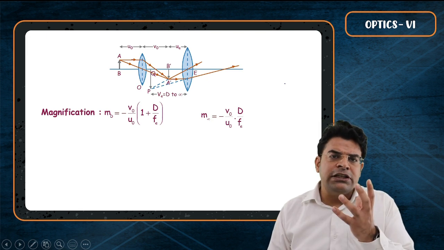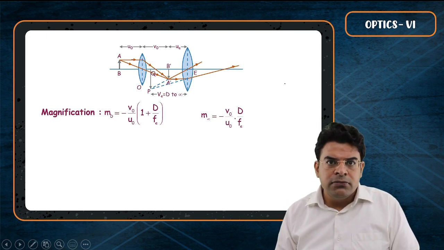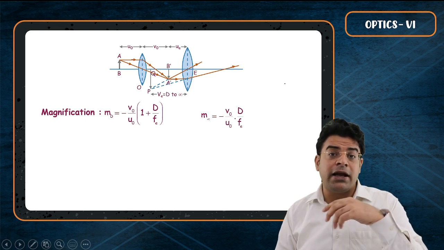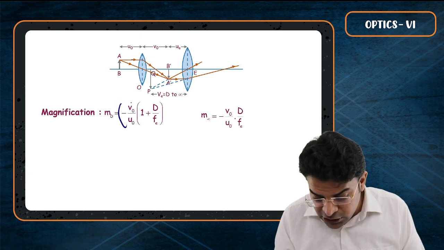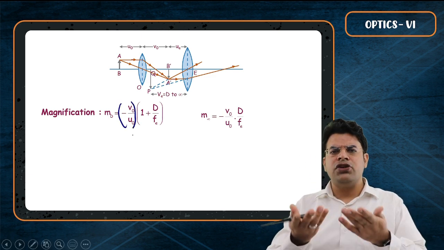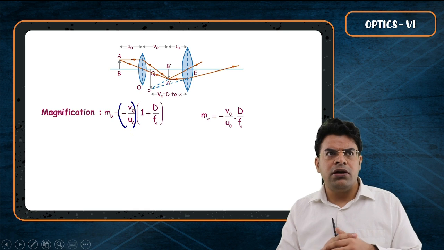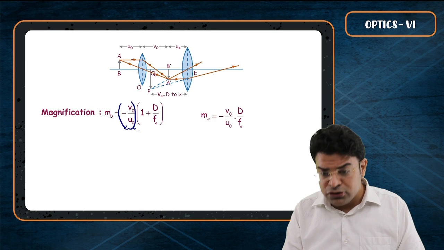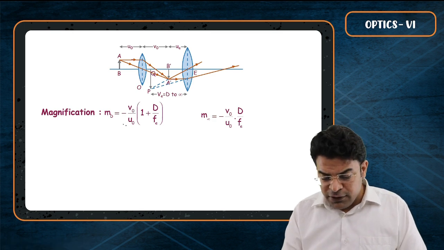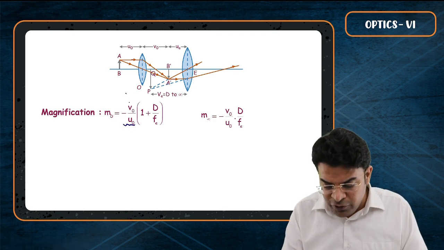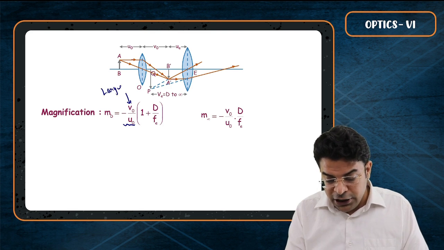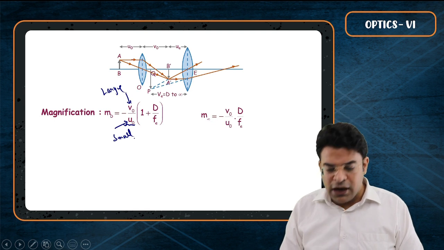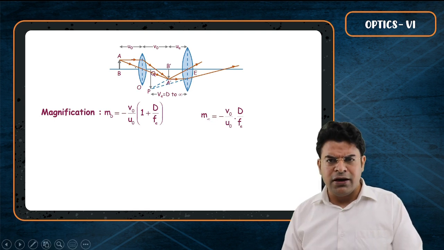Why are you using the microscope? Sir, to magnify. Okay. If you want a microscope to magnify well, the magnification due to the objective should be large or small? If we want the microscope to magnify well, the magnification due to the objective should also be large. If you want the magnification due to the objective to be large, you want V naught to be large and U naught to be small. But there is a catch. You can't make U naught 0. Why can't we make U naught 0?